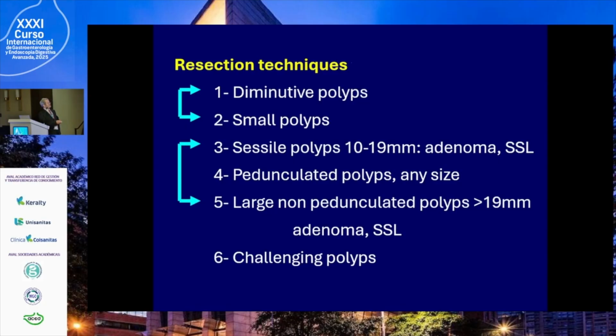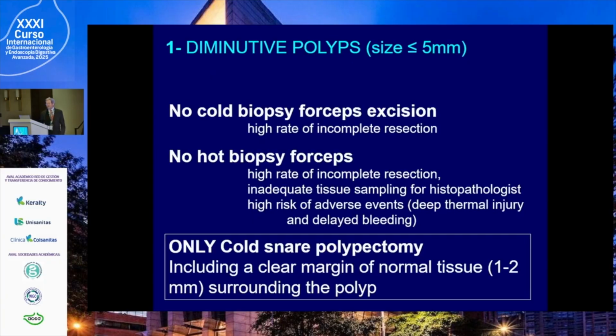First of all, you have diminutive polyps, less than 5 millimeters, and small polyps. More or less, the recommendations are the same. Diminutive polyps: no cold biopsy forceps excision, because of high rate of incomplete resection. No hot biopsy forceps, because of incomplete resection and risk of adverse events. So only cold snare polypectomy, okay? Do you agree, Raoul? Yes, perfect. You should include a clear margin of normal tissue surrounding the polyp. That's why you need a dedicated snare. I use a dedicated cold snare.